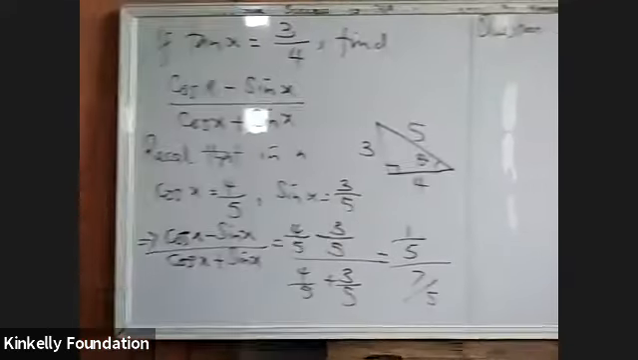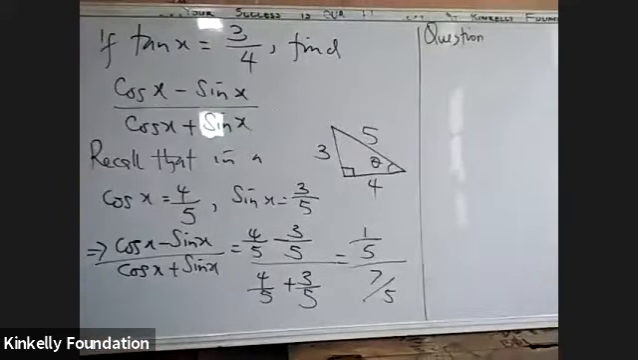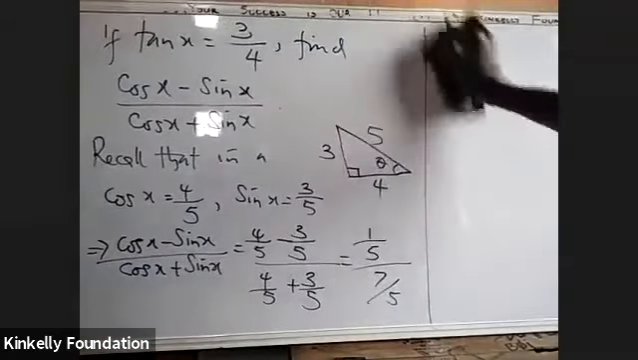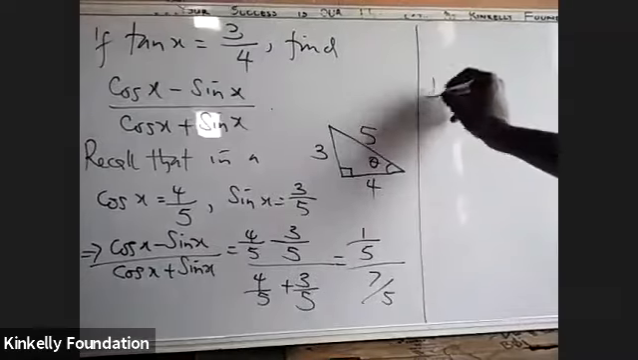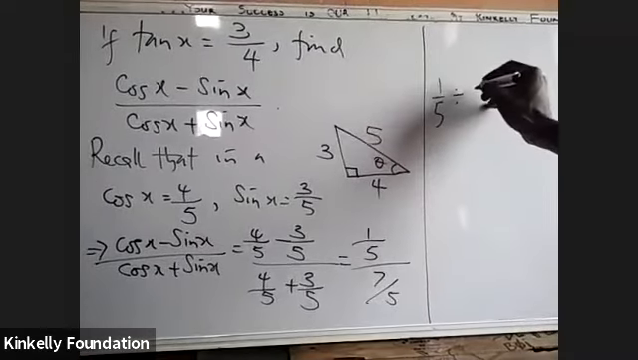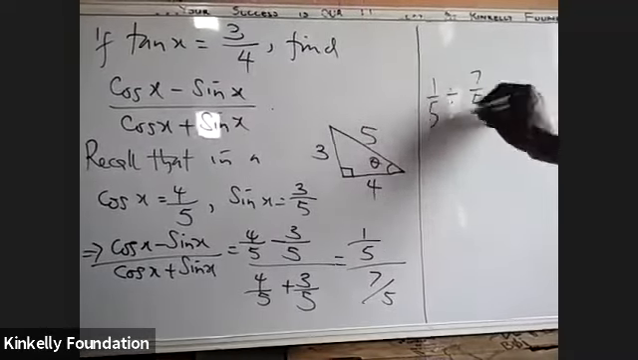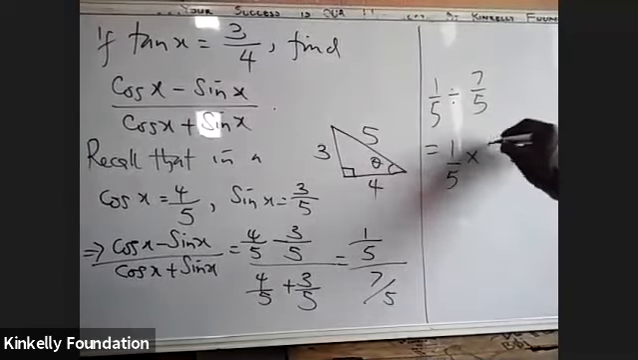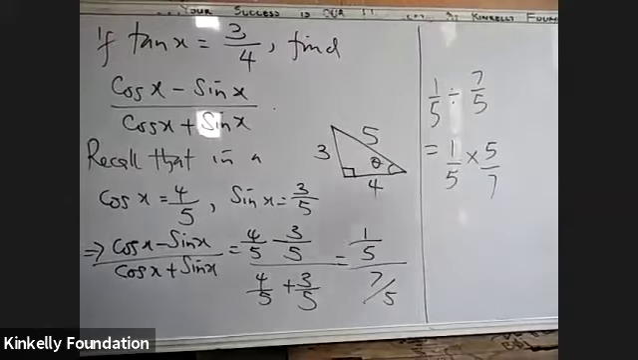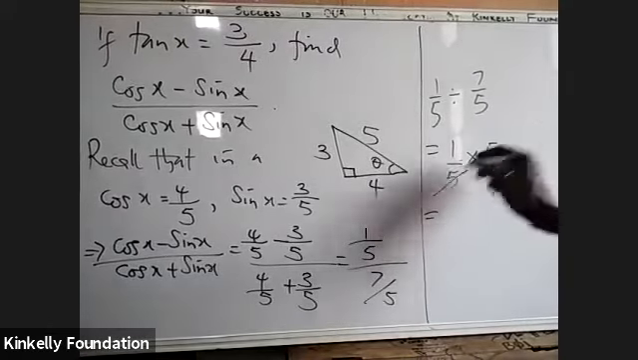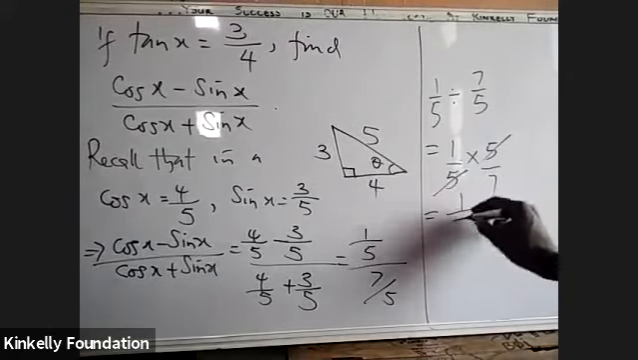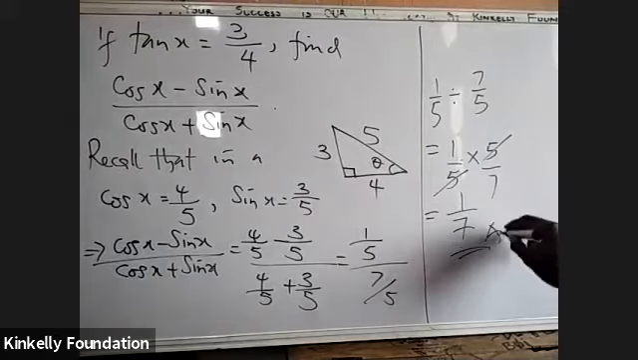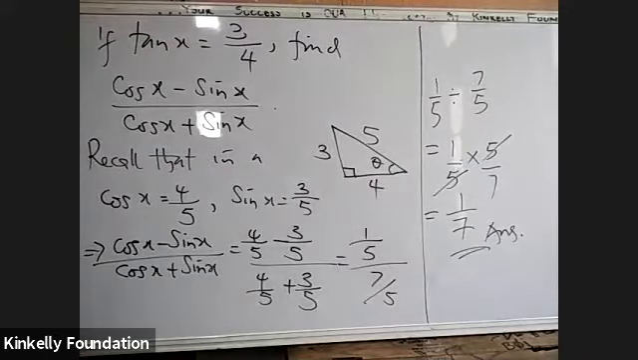Now if you have to invert, let's complete it in the other section. If you have to now invert, you see that 1 over 5 divided by 7 over 5 gives us 1 over 5 times 5 over 7. So when you cancel this with this, what you have is 1 over 7 as our answer. So that's the solution to that problem.